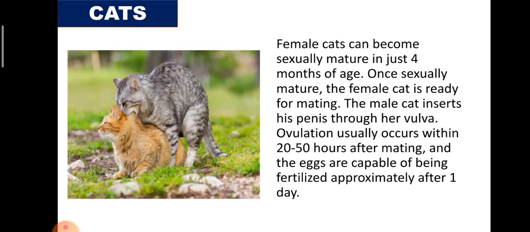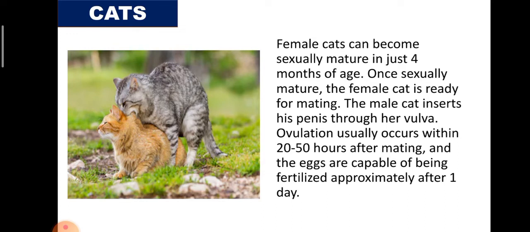Cats. Female cats can become sexually mature in just 4 months of age. So hindi kailangan na magkaroon siya ng year o edad bago siya maging sexually mature. 4 months lang, pagkalabas niya, sexually mature na yan. And once sexually mature, the female cat is ready for mating. Maghahanap na siya ng kanyang kalabing-labing.